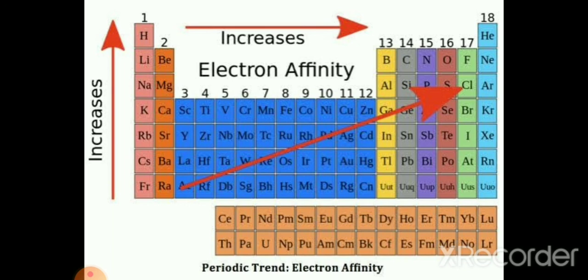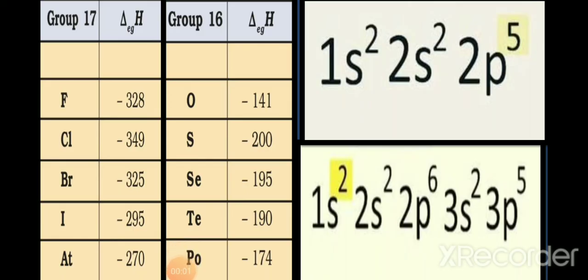Now consider group. As we go down the group, the electron gain enthalpy becomes less negative. This is because down the group, the atomic size increases and the added electron will be away from the nucleus. Therefore, as we move down the group, electron gain enthalpy decreases. Consider the groups 17 and 16. Consider group 17. As we move down the group, electron gain enthalpy decreases. Similarly, if we consider group 16, we can find that electron gain enthalpy decreases down the group.